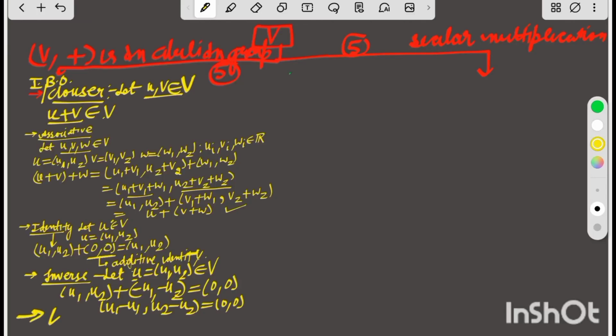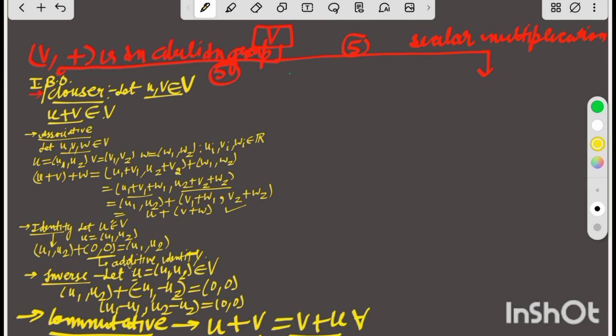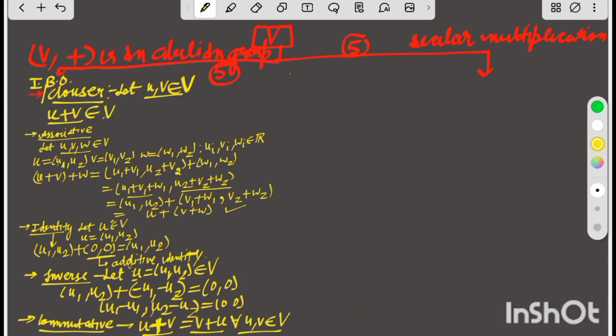Fifth property is the commutative property. Either we add U and V, or we add V and U, the result is the same for every element U and V belonging to the vector space V, because addition holds commutativity. Therefore, the first 5 properties are satisfied. Now we check the next 5 properties.